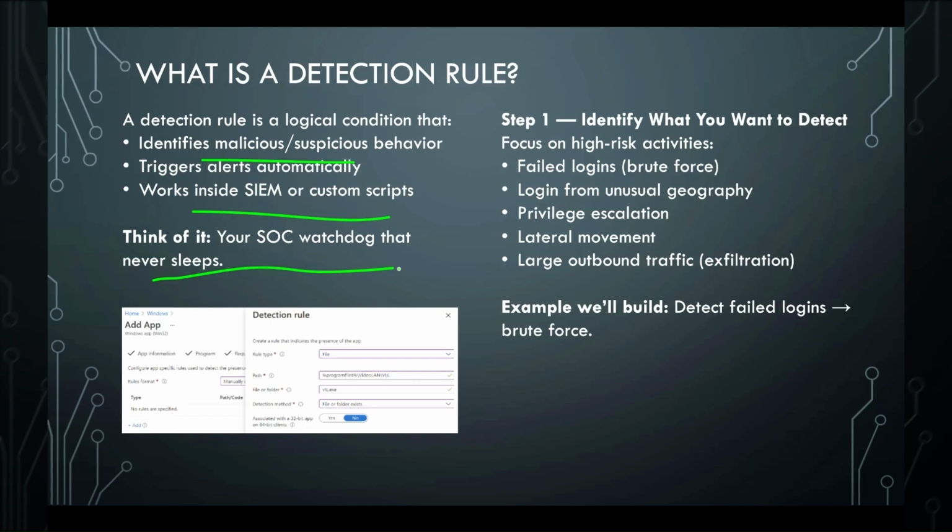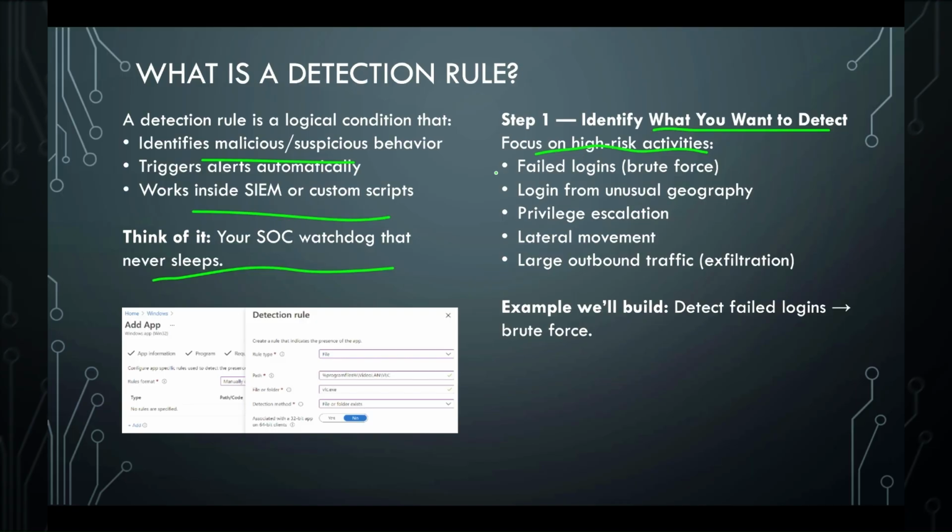So here we have some steps. Step number one, identify what you want to detect. The first step to building a solid detection rule is knowing what you are looking for. There are countless things to detect in the logs, but you don't want to get overwhelmed by setting up rules for every possible scenario, right? Think about the high risk activities that are most likely to indicate an attack or compromise. So here are some examples you can consider while creating a high risk activity alert or detection rule.